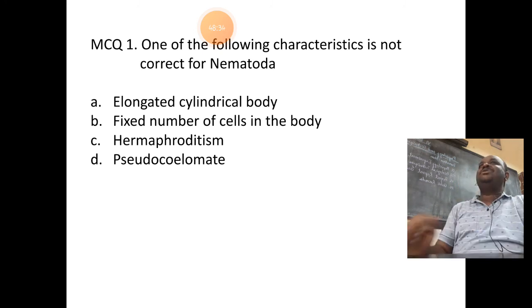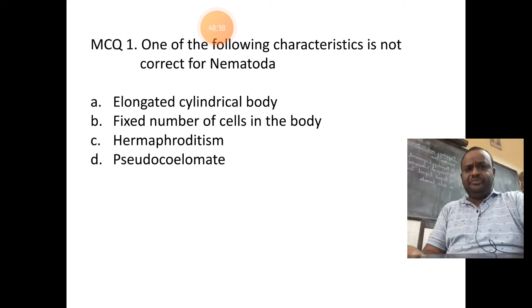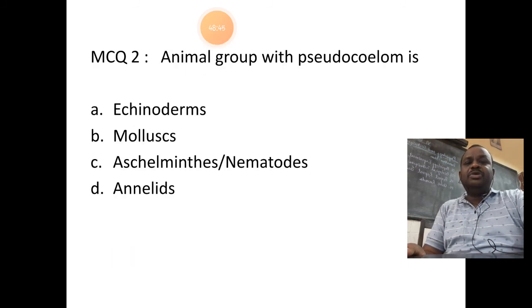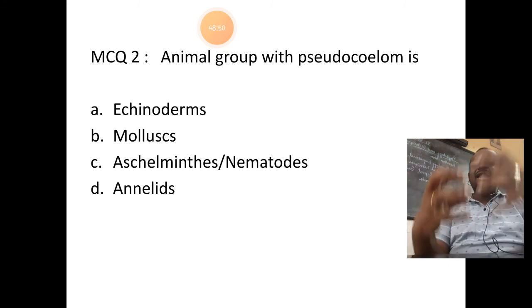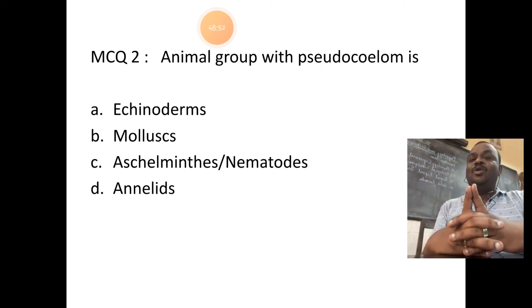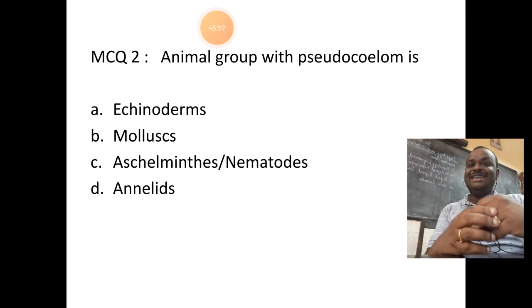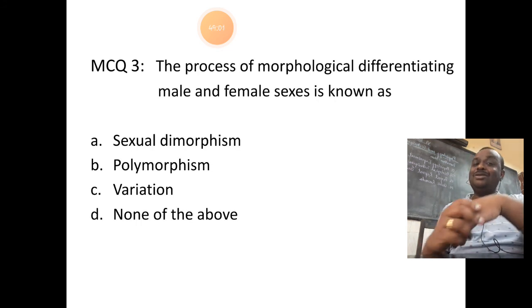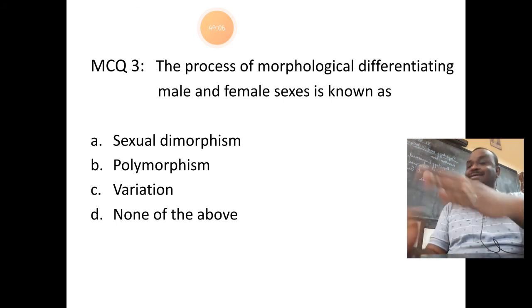Do we have all nematodes showing hermaphroditism? No, except for Caenorhabditis elegans. The rest of all the organisms come under the monoecious group. So answer is C, hermaphroditism. It is not related to nematodes. Next, name the animal group with pseudocoelom in it. Name the phylum with pseudocoelom. So we have learned nematodes. Answer is again C.